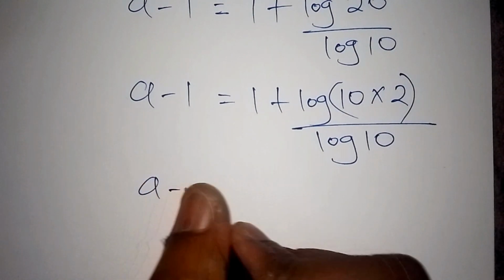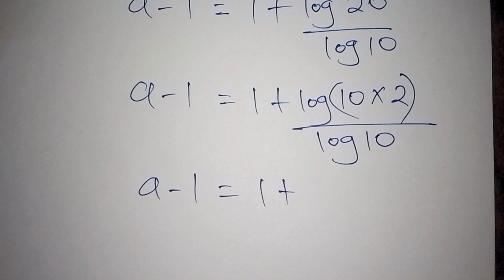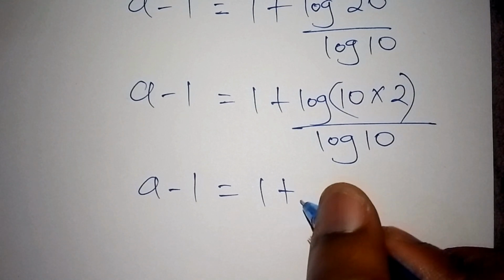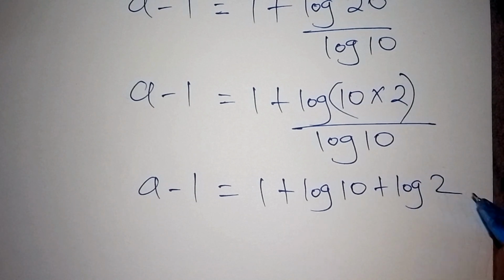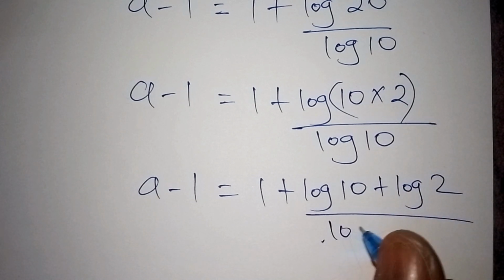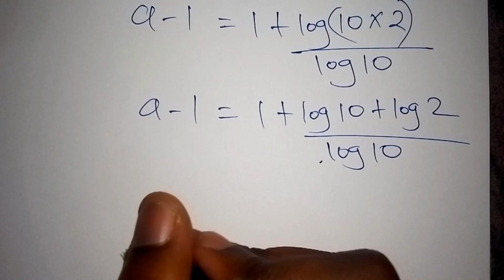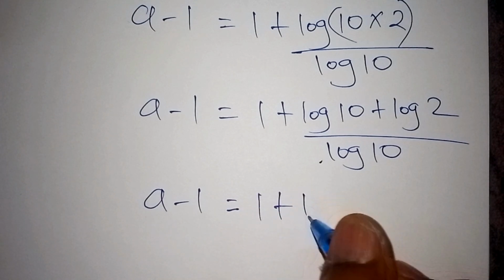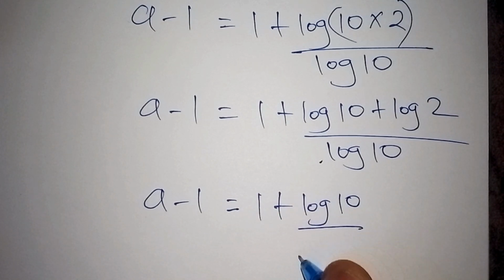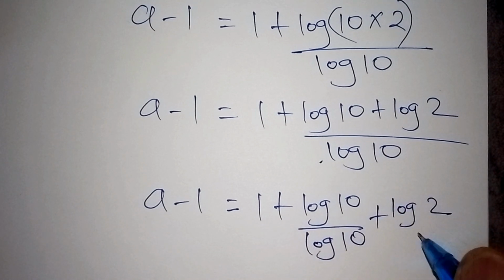So a minus 1 is equal to 1 plus, so let's express this following the law of the logarithm the way we did it last time. So now we shall have plus the log of 10 plus the log of 2 all over the log of 10. So let's split it once more by now saying that a minus 1 is equal to 1 plus the log of 10 all over the log of 10, then plus the log of 2 all over the log of 10.